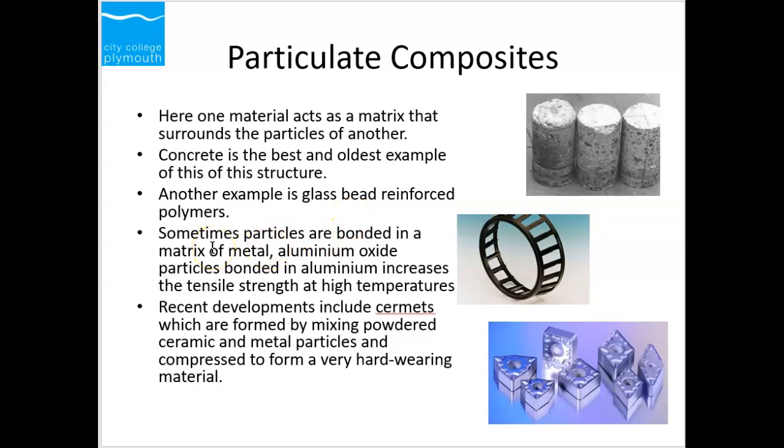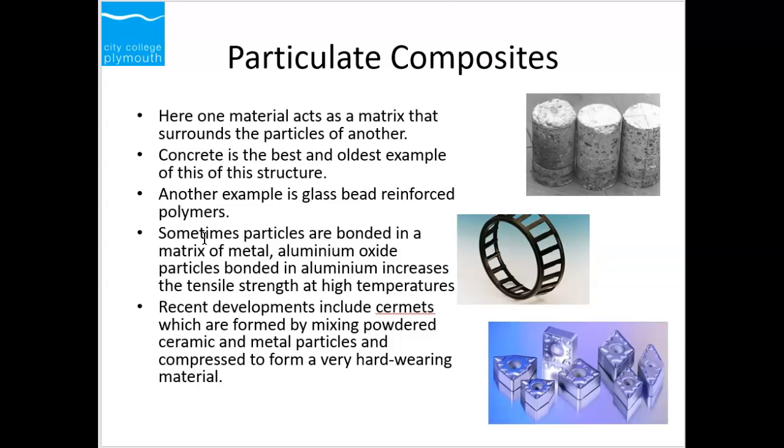Sometimes particles are bonded in a matrix of a metal. So sometimes we have a metal matrix composite. Sometimes we have polymer matrix composites. So different types of composites. The most advanced are the polymer matrix composites. They are really advanced. Metal matrix composites are not as advanced.